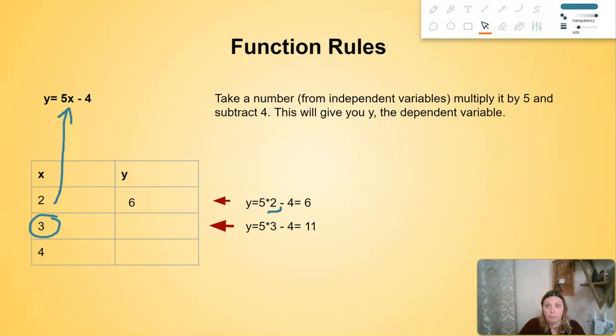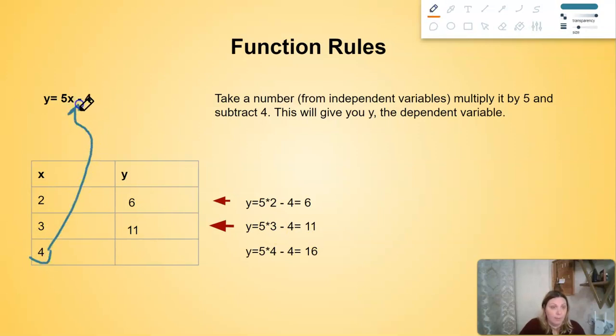What about the next one? Well, same deal. I plug the 4 instead of the x right here. And I get 16. And I'm done. Very easy.